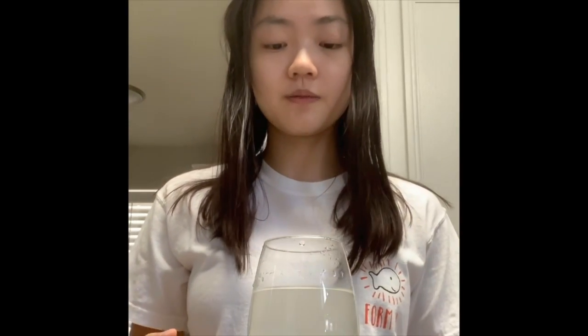But then we have another glass, and in this glass, there's already salt in the water. The salt is mixed into the water. As you can see, we've poured salt into the water. So right now, the salt water is more dense than the clear normal water because in this water, we have extra particles, extra mass that makes the density higher.